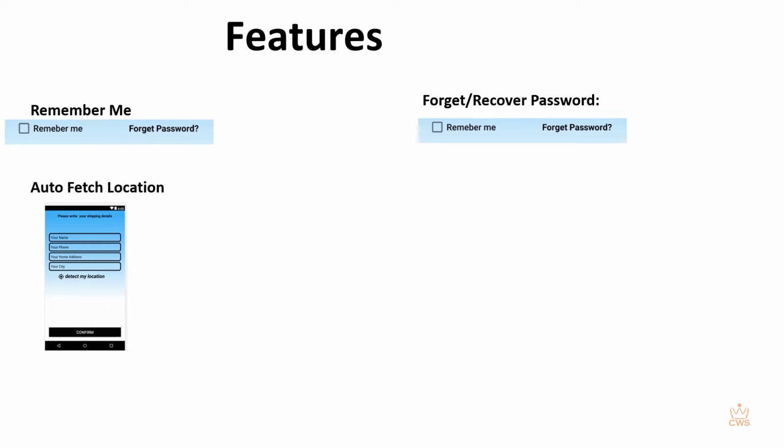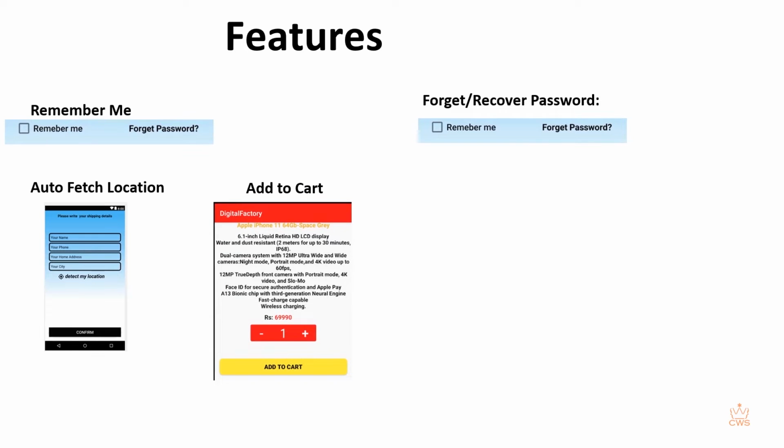Then the third feature is auto fetching of location. So this is the most important feature. In this feature, it is made possible that if you don't want to enter your location, you simply click on detect my location, and the application will auto fetch your location and will fill your address details automatically.